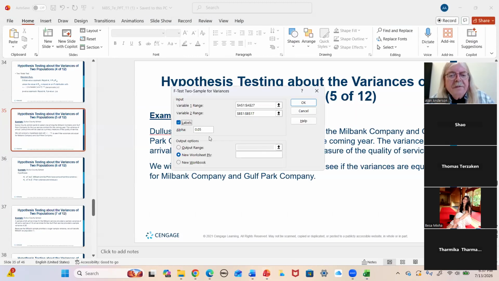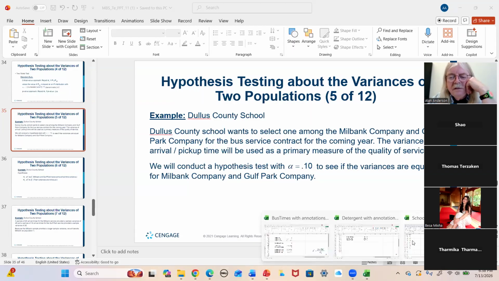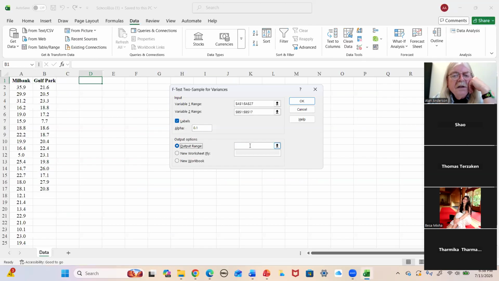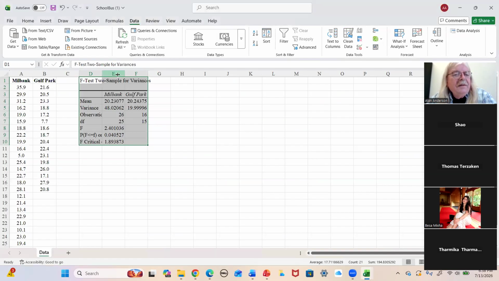Let's change this over here. And we can ask it to put the results in the same spreadsheet rather than a new one by saying, we'll put the output range, tell it the starting point. I'll ask it to put it on D1. Although now, usually you have to widen them up a bit.